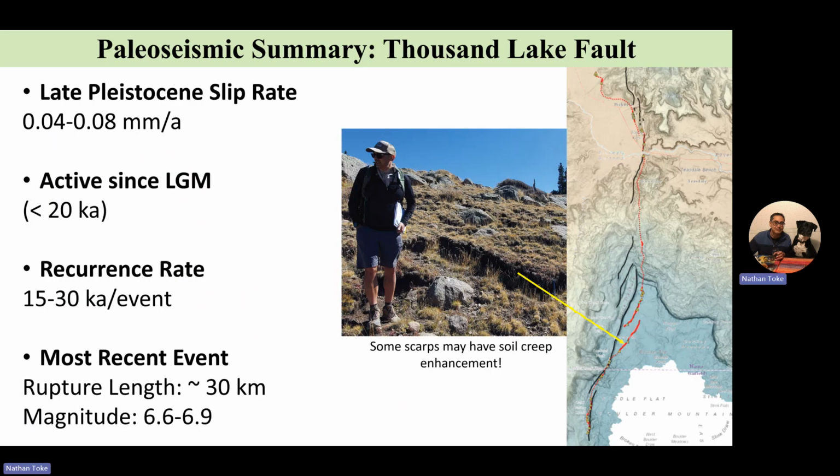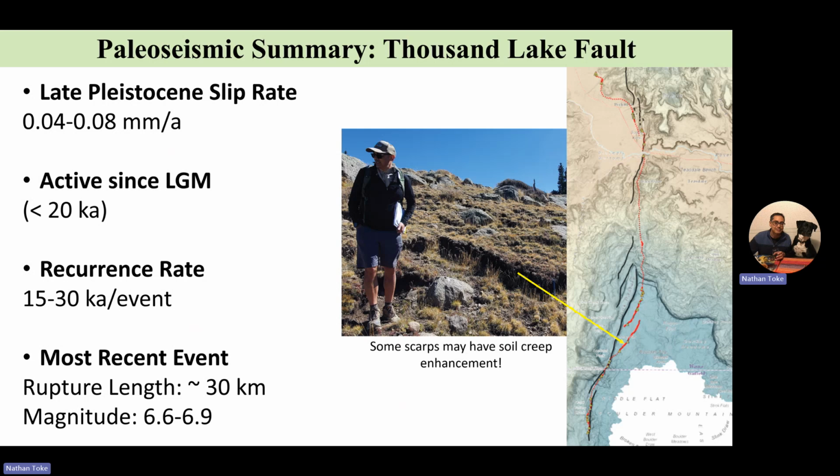So in summary, Thousand Lake Fault has a very low slip rate, but it has been active since the last glacial maximum, has a recurrence rate over the late Pleistocene to present of about 15 to 30,000 years between earthquakes. The most recent event ruptured just over 30 kilometers and had a magnitude probably between 6.6 and 6.9.